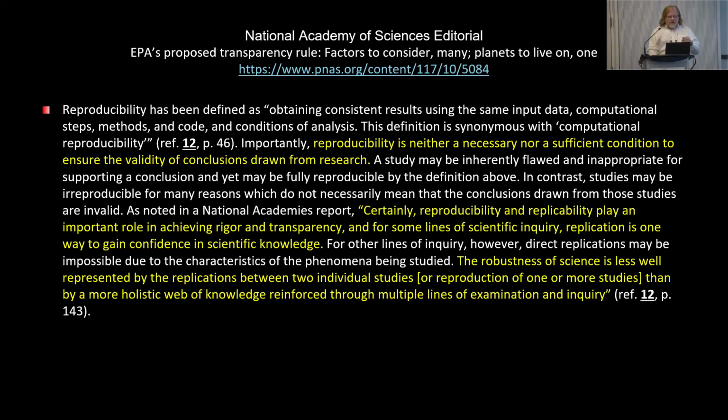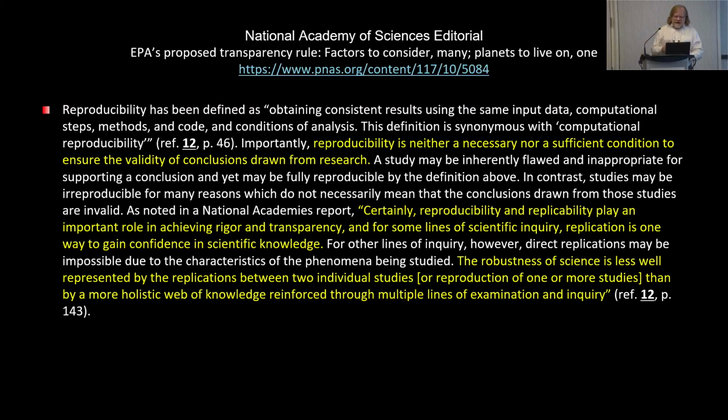And certainly reproducibility and replicability play an important role in achieving rigor and transparency. And for some lines of scientific inquiry, replication is one way to gain confidence in the scientific knowledge. It doesn't mean throw out the idea of replication, but understand its limitations. And this last sentence is the thing I think is most important in their report.